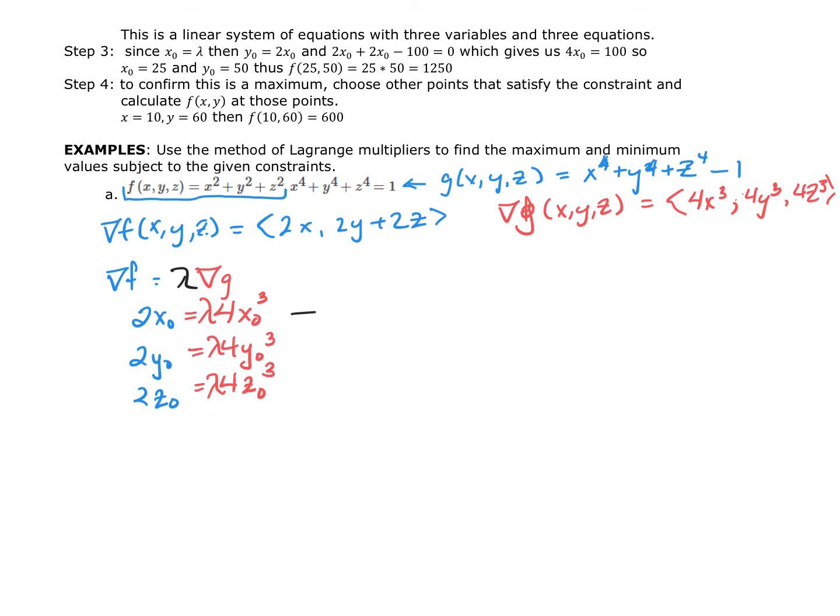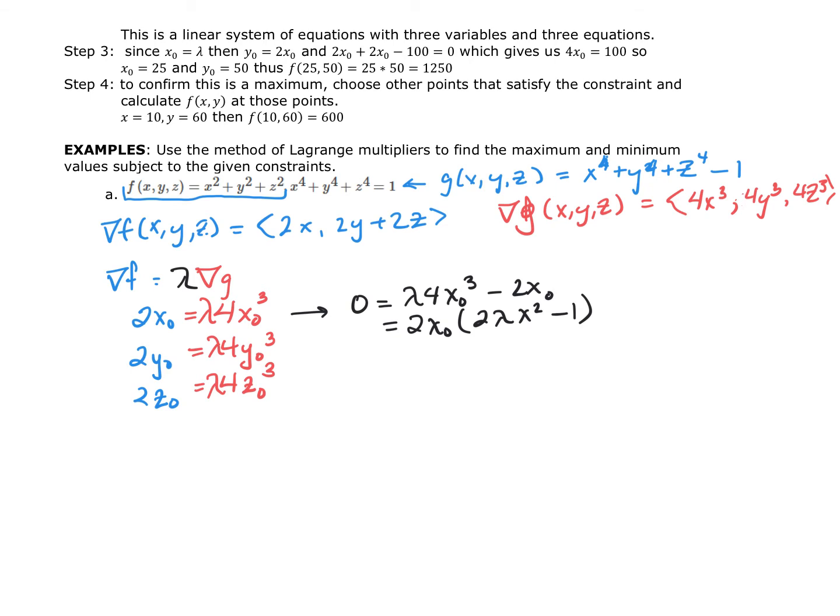So for this first one, I'll bring everything to the right. So I have 0 is equal to lambda 4x naught cubed minus 2x naught. If I factor out a 2x naught, I'll have 0 equals 2x naught times the parenthesis 2 lambda x naught squared minus 1. Now I know you're like, couldn't I have just divided by the x naught? Well, yeah, but the problem is that when you divide arbitrarily by a variable, you potentially lose a solution. So that's why I'm not doing that.